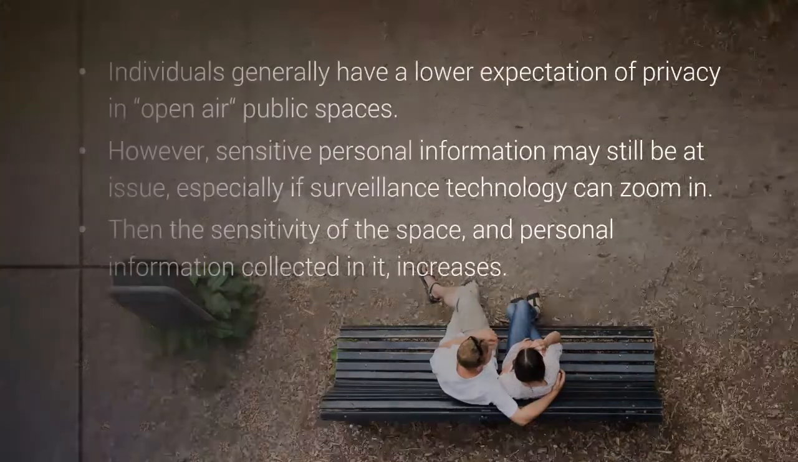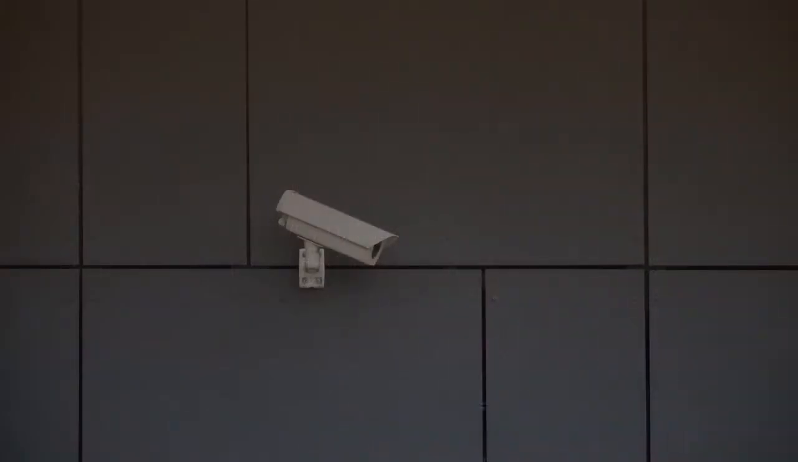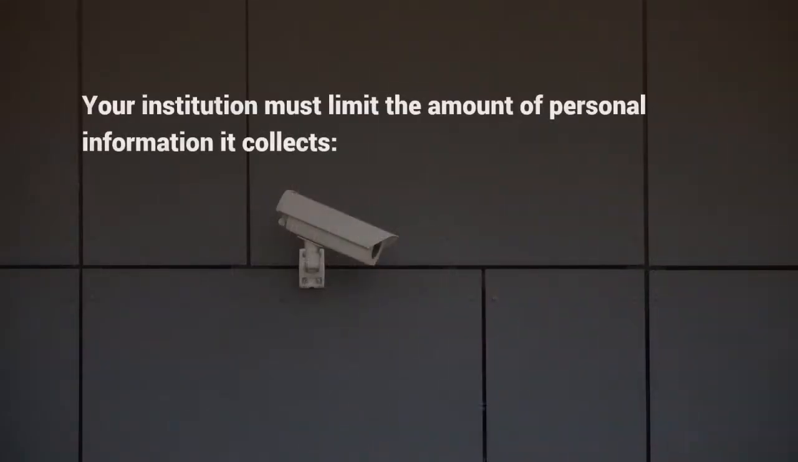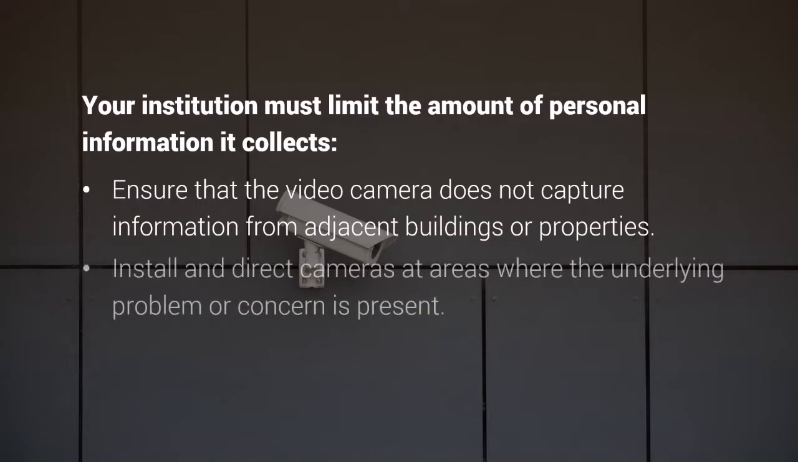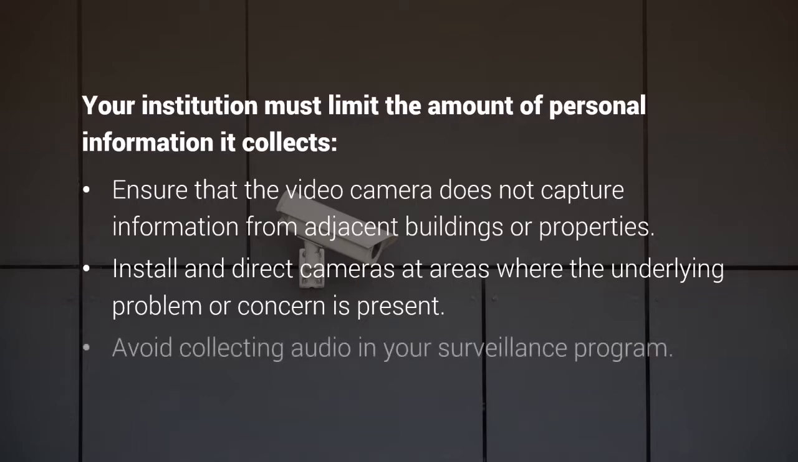Finally, consider the amount of personal information that you collect. Your institution must limit the amount of personal information it collects and retains through the use of video surveillance. One way to do this is by ensuring that the video camera does not capture information from adjacent buildings or properties. Instead, video cameras should only be installed in and directed at areas where the underlying problem or concern is present. Another example is to avoid the collection of audio in your surveillance program.